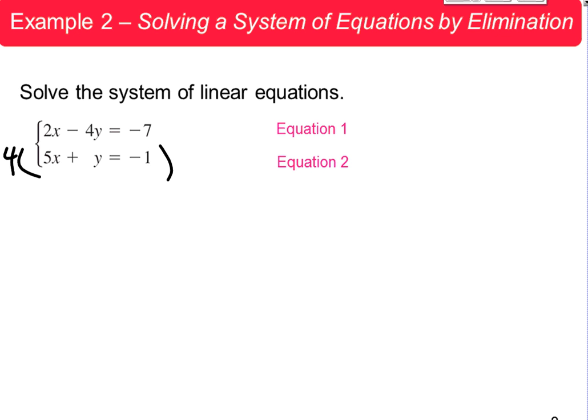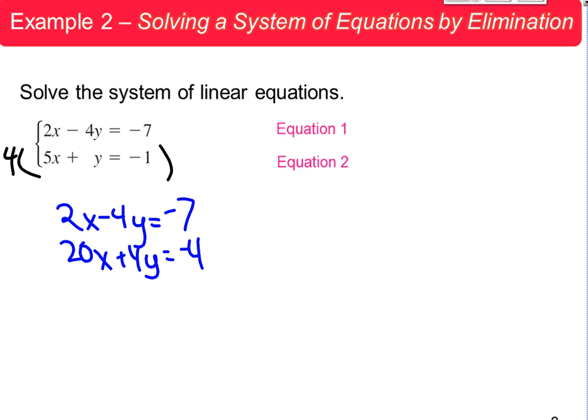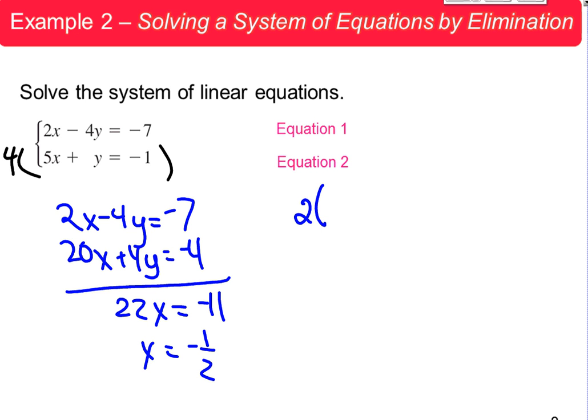And so for this one, when we multiply by 4, it's 2x minus 4y equals negative 7, 20x plus 4y equals negative 4, 22x equals negative 11, and x equals negative 11 over 22, or negative 1/2. And then 2 times negative 1/2 minus 4y equals negative 7.